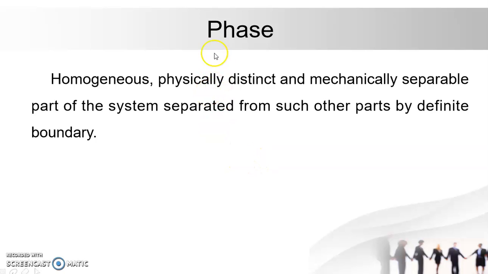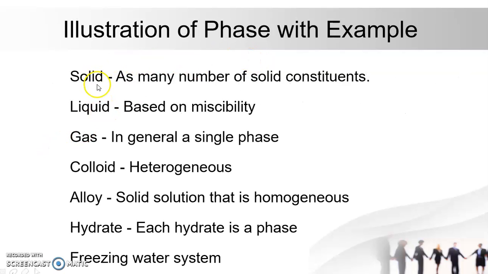Now we'll get more clarity about this phase by taking some examples. First is solid. Every solid in a system is an individual phase and each is separated from others by a definite bounding surface. So, a heterogeneous mixture of solids consists of as many phases as the number of solid substances in the mixture. Can you understand? See, I have taken a beaker and I have added calcium oxide and calcium carbonate in it. Both are in solid form.